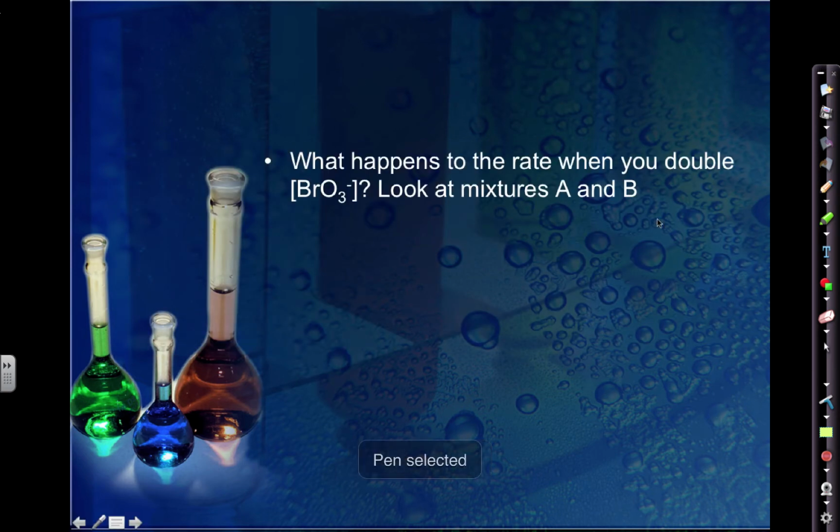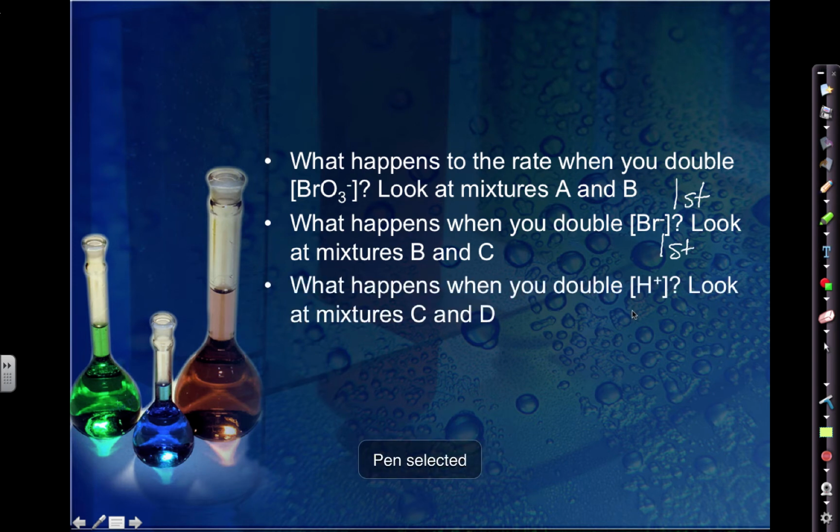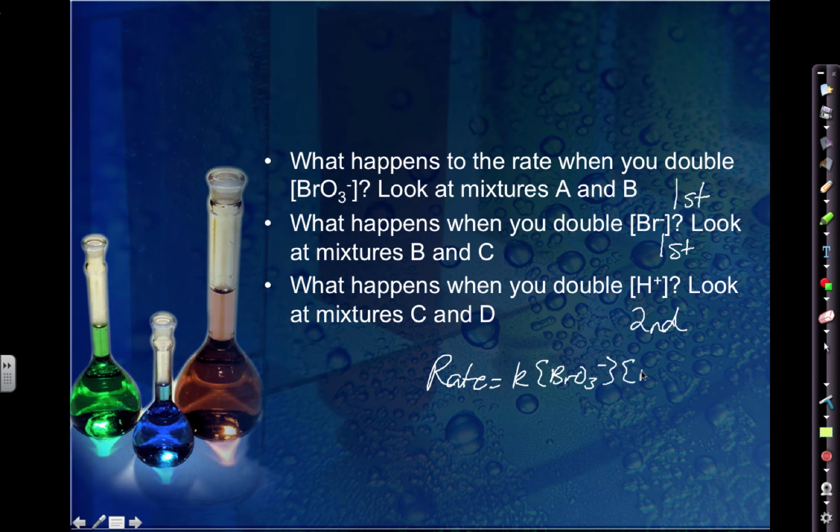Okay, so I know that BrO minus was a first order. I know that Br minus was also a first order. I know that H plus was actually a second order. So I can use that information to figure out what my rate law should be. So my rate is equal to K, which I still don't know, multiplied by BrO minus to the first times Br minus to the first, and then H plus to the second.